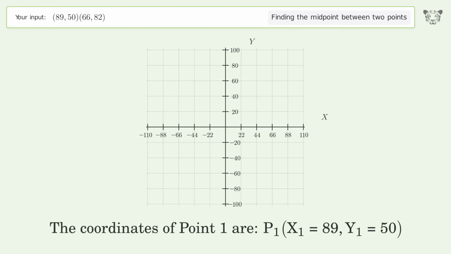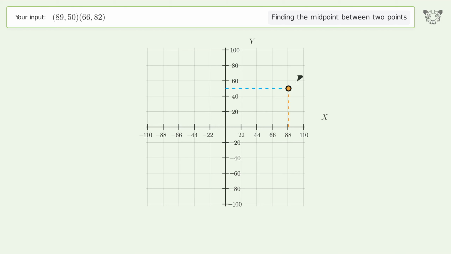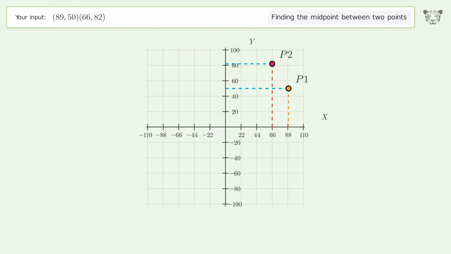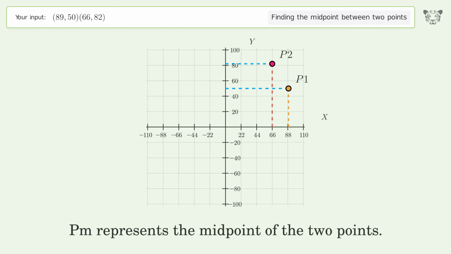The coordinates of point 1 are x1 equals 89, y1 equals 50. The coordinates of point 2 are x2 equals 66, y2 equals 82. PM represents the midpoint of the 2 points.